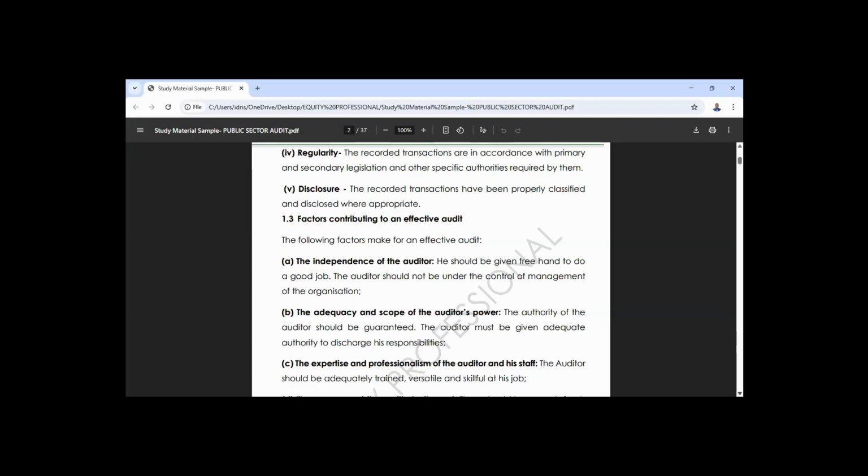Another factor contributing to an effective audit is called the adequacy and scope of the auditor's power. The scope given to the auditor will determine whether the audit will be effective or not.